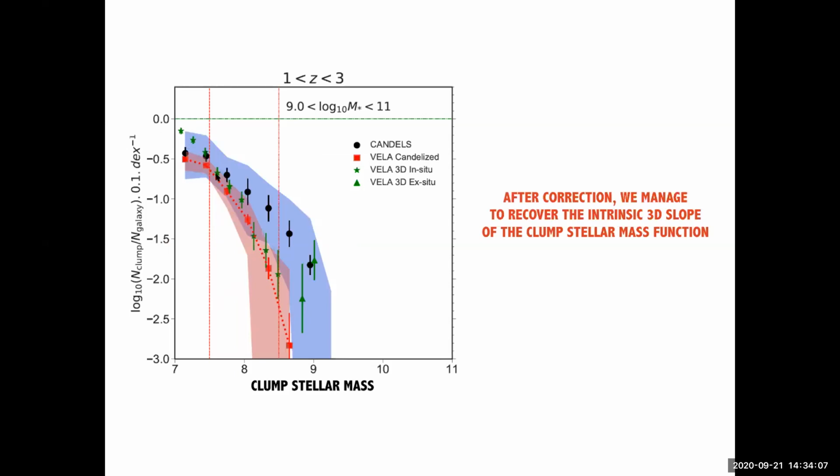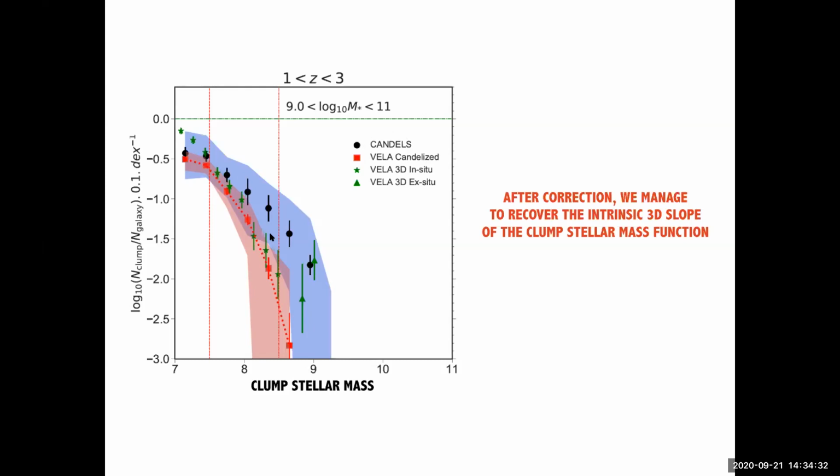Now, everything I'm showing here is just for a small sample in CANDELS, which have the same properties as Vela. Because you want to compare apples to apples, and Vela is a zoom-in, so it has only a few halos. When we did this exercise, I selected samples of CANDELS that follow the same Vela distribution in terms of stellar mass and redshift.